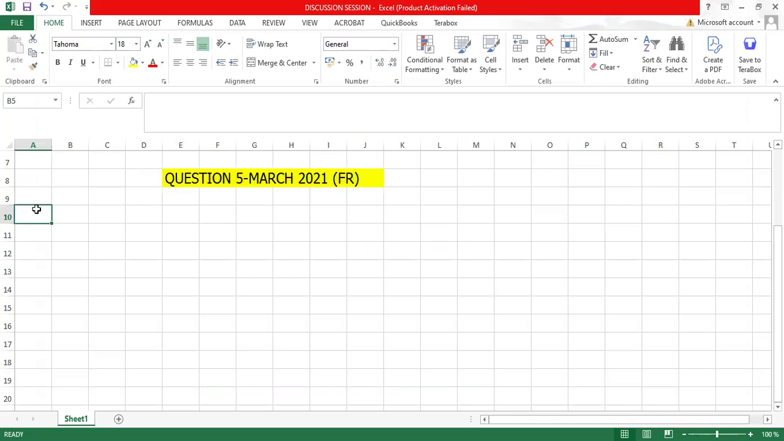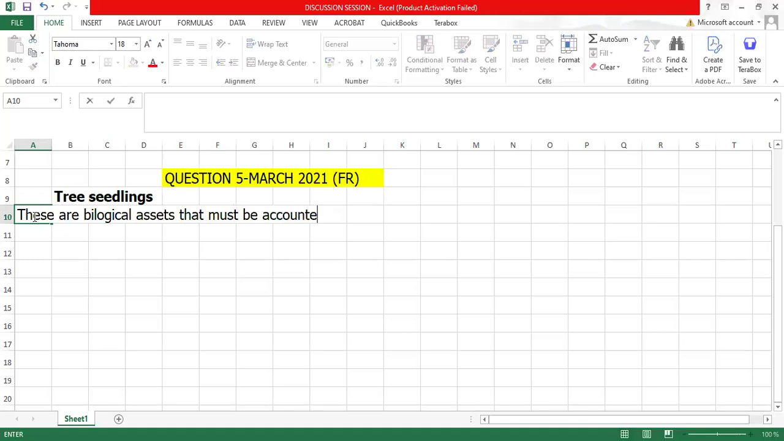So we have mixed here. We are going to look at two standards, that is IAS 20 and IAS 41. Let's start with tree seedlings. These are biological assets that must be accounted for under IAS 41 Agriculture.